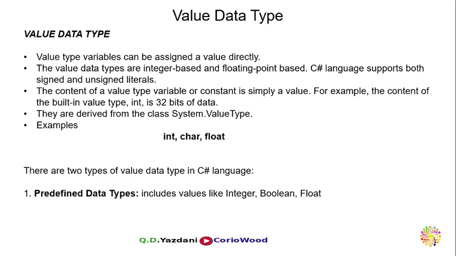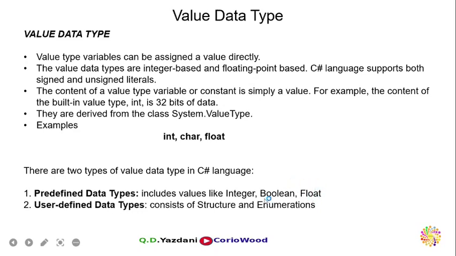The first one is the predefined data types, which includes values like integer, boolean (true and false), and float. That's just a few examples. And the other one is the user defined data type, which consists of structures and enumerations. Keep in mind, structure is just like you can say struct, and enumerations you can just say enum. You can make it short for struct and enum.